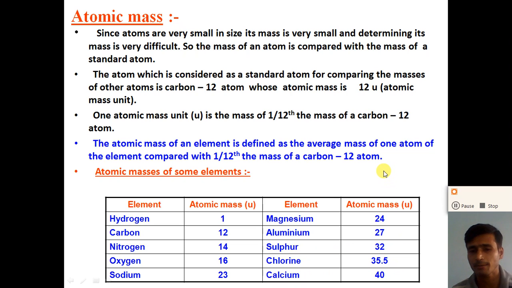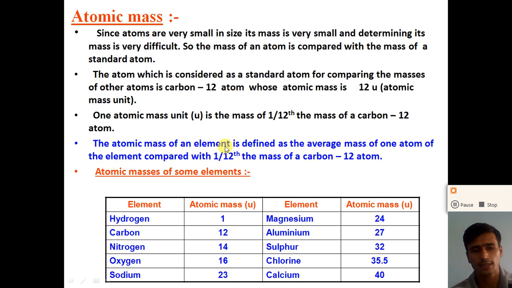The atomic mass of the other elements you will study further in this chapter, or in higher studies you will understand the atomic mass of the different elements. For now you have to remember the atomic masses of all these elements.